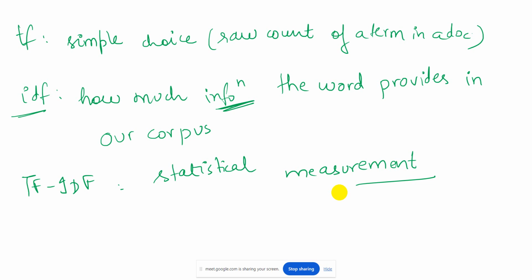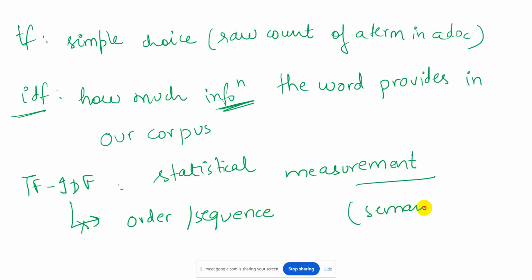But if you see in our English or in our natural language, the sequence is equally important. But then this TF-IDF measure does not take the order or the sequence of the words into account. That is why we call it a statistical measure and not a semantic measure. Semantic is if it is taking into account the meaning of the word. It is taking into account how important that word will be, but it is not taking into account the meaning.